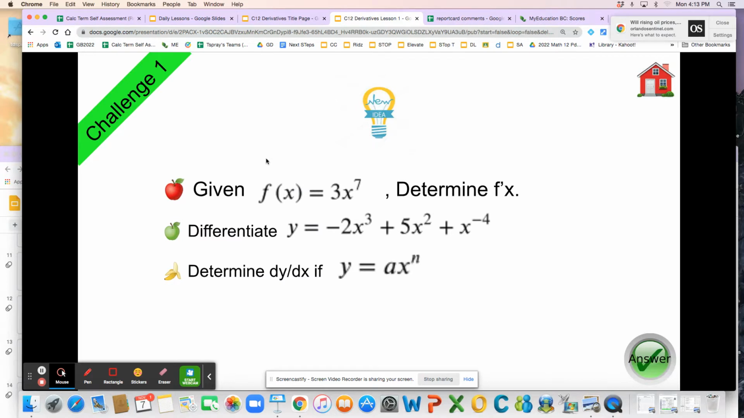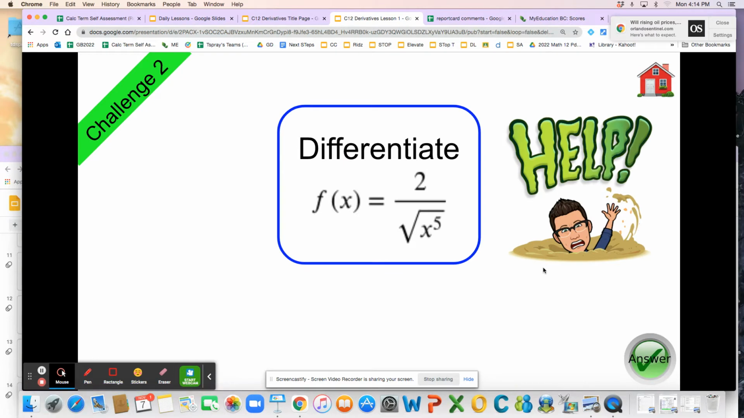So then what we're going to do is talk these through, and I think we can see that. The power rule would say 7 times 3 is 21, and 7 minus 1 is 6. Right here, we're going to have 3 times negative 2 is negative 6, and 3 minus 2 is 1. This is going to be 10x. And be careful here, we're going to have the minus 4 and negative 4, subtract 1 is negative 5. And the derivative, that right there, will be a times n, and then x to the n minus 1.